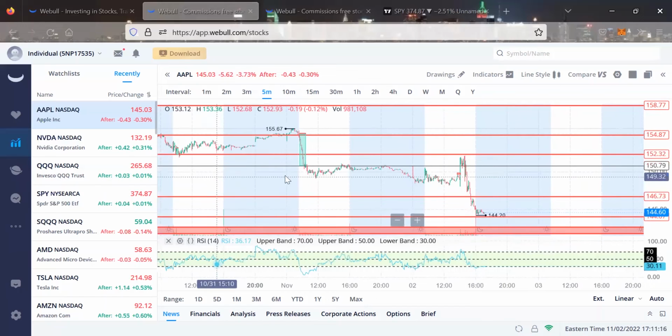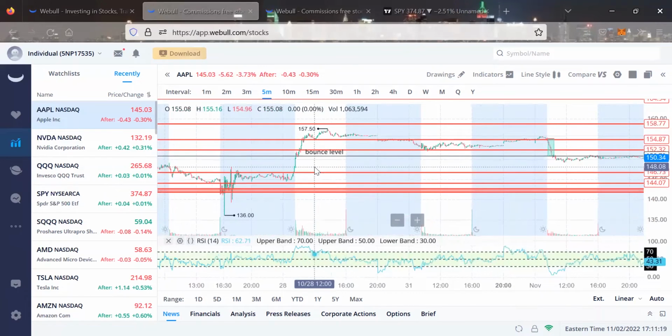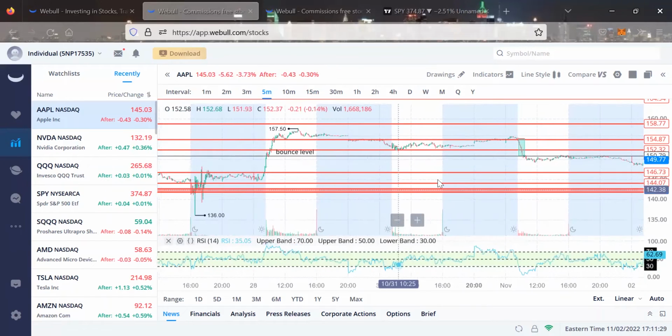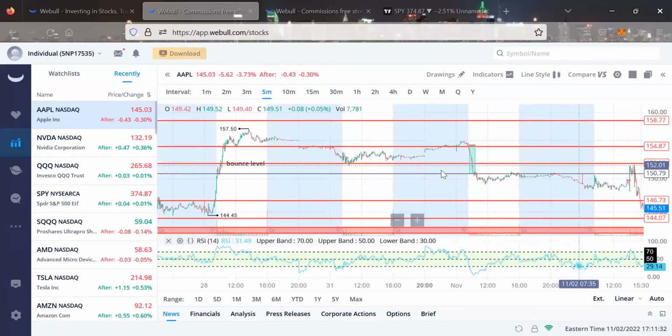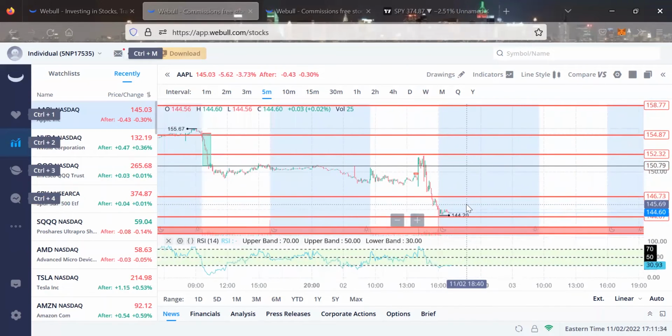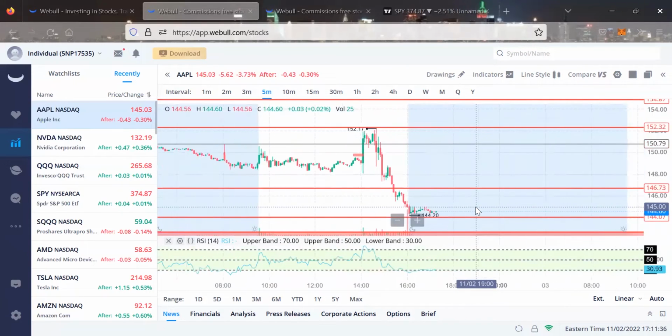Why? Because that was a bounce level. However, I don't watch the news. And what happened? I got the 146.50 because I waited for that entire SB, right? If you're not in mentorship, you won't understand what that is. However, this thing went as low as 144. You guys see that? 144.20, right?